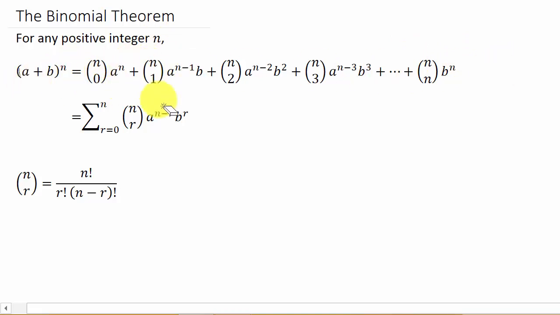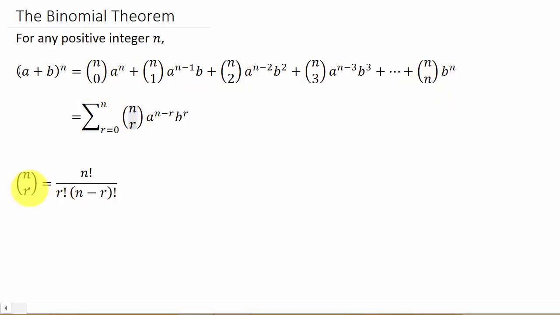And then this right here is just a compact way of writing it as a summation. See, r goes from 0 to n. This is your r, and it starts out at 0 and goes all the way to n: 0, 1, 2, 3, all the way to n.